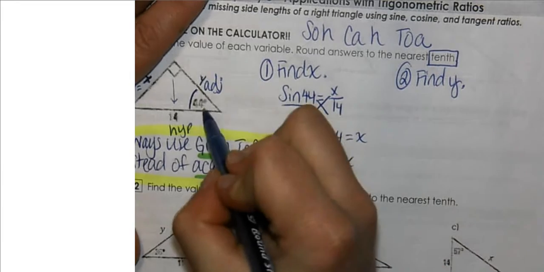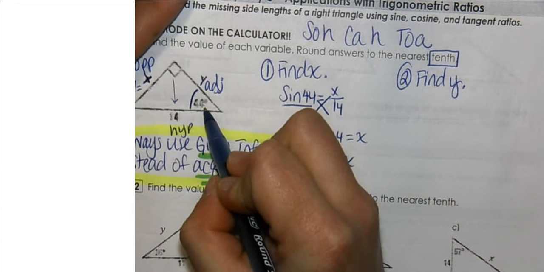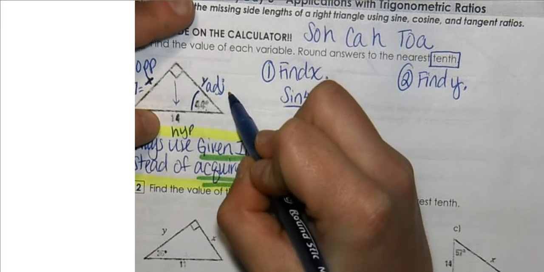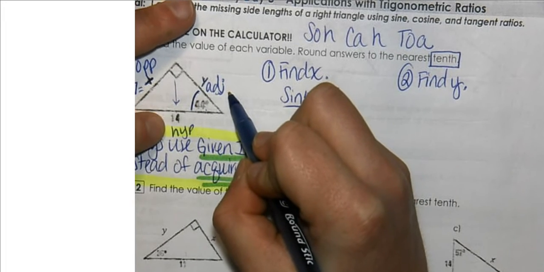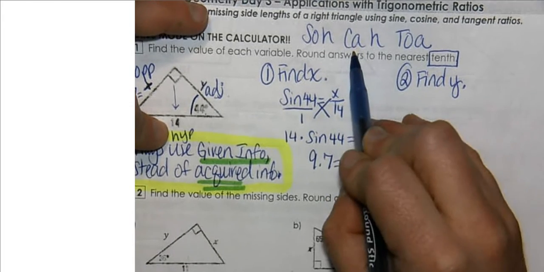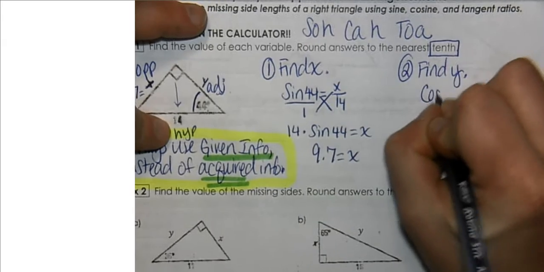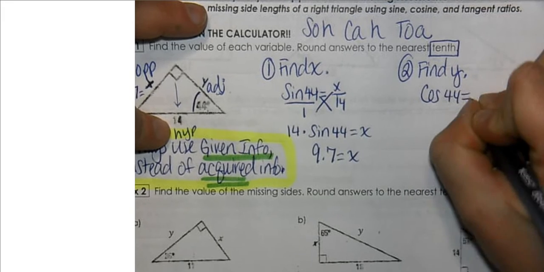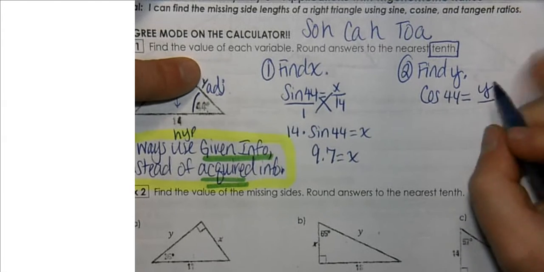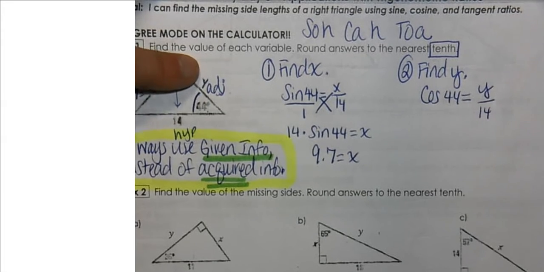What was given to me was 44 degrees and the hypotenuse. So we want to find the adjacent given the hypotenuse. That's an A and an H, so we're going to be working with cosine. I'm going to write that the cosine of 44 is equal to the adjacent, which in this case is y, divided by the hypotenuse, which is 14.